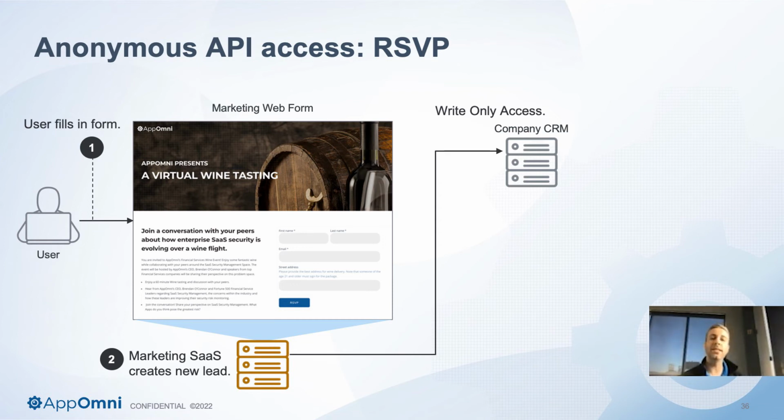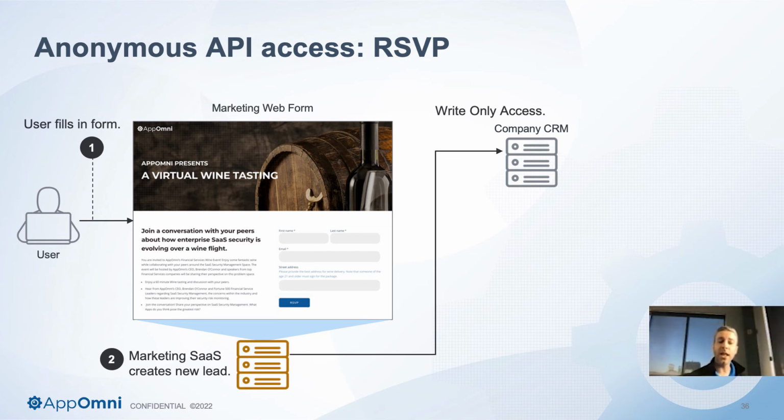So this marketing SaaS application is allowing me to quickly and easily publish a form that says RSVP to my virtual wine tasting. The only pieces of data that I need are your email address, your name, your phone number, and your shipping address, so we can send you a bottle of wine.